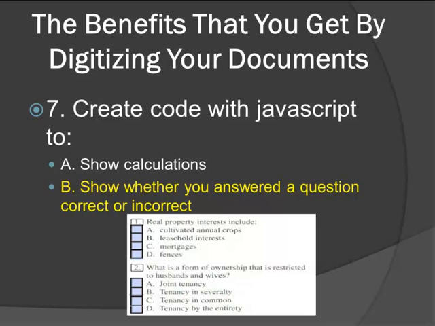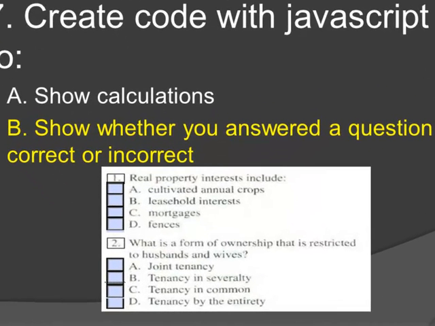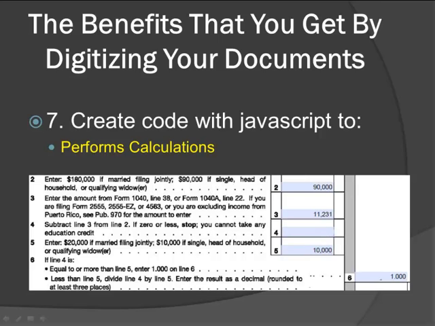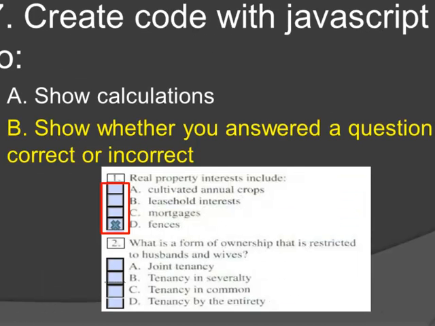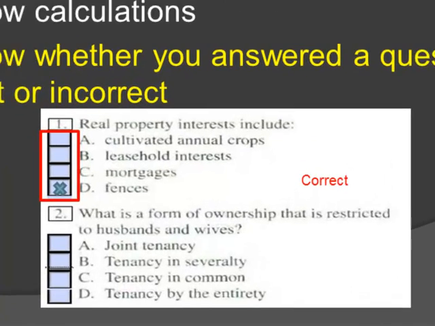In this particular code behind the scenes, we would write the JavaScript that shows you whether your answer is correct or incorrect. For instance, real property interests include, in this case, the answer would be fences. So you will put your check mark there, and behind the scenes, it is programmed so that it tells you that this answer is correct.